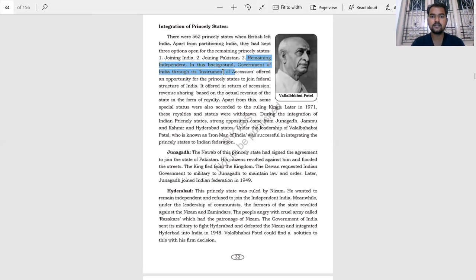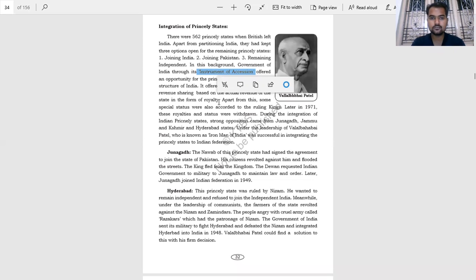They can remain independent. But our very brave home minister thought, if we give this freedom to these people, then administration and security will be a huge task for India. So he wanted to unify all the princely states under one tag, that is India. So Sardar Vallabhbhai Patel gave only one option: by hook or crook, you have to sign the instrument of accession with India.